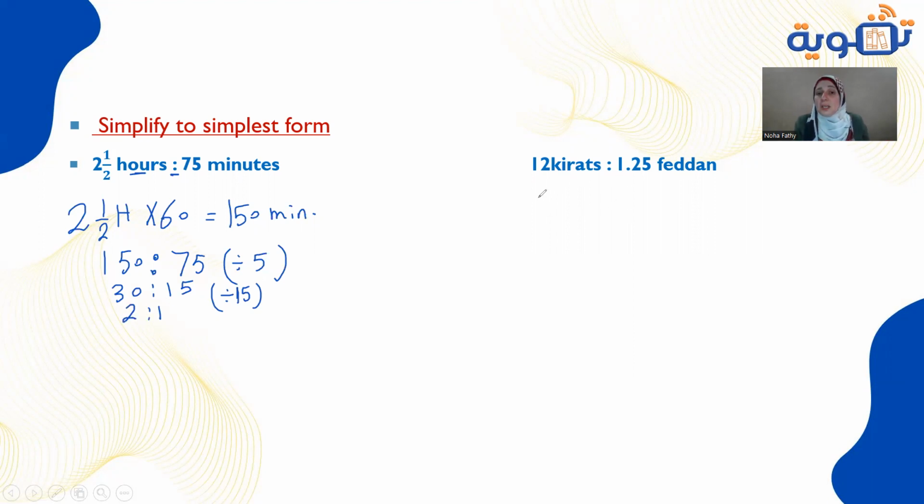From Kirat and Faddan, I will convert from Faddan to Kirat, multiply by 24, equal to 30 Kirat. Then I will rewrite the ratio. I will put here 12 to 30. Then simplify, divide by 6 equal to 2, divide by 6 equal to 5.